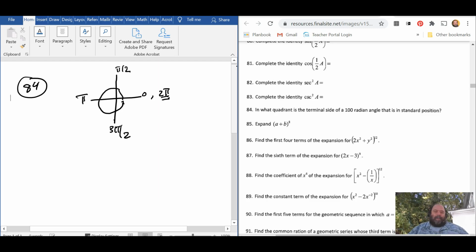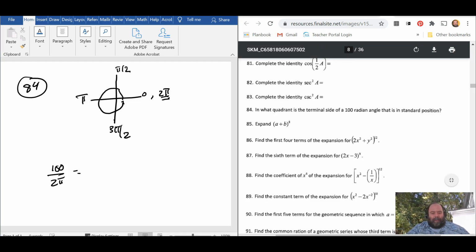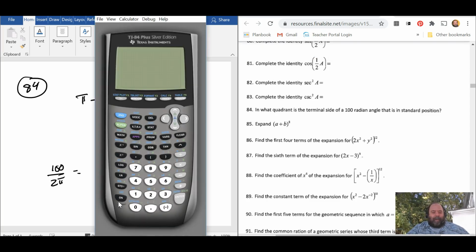So the first thing we have to do is identify how many rotations 100 divided by 2 pi is. How many complete rotations do I get? I'm not in the mood to do long division, so I'm going to break out the calculator here. And I'm going to take 100, and I'm going to divide that by 2 pi.